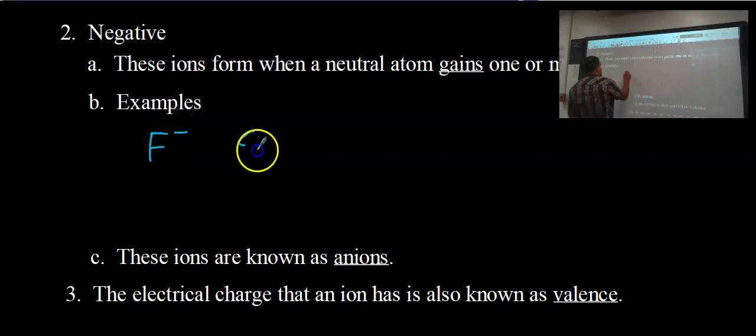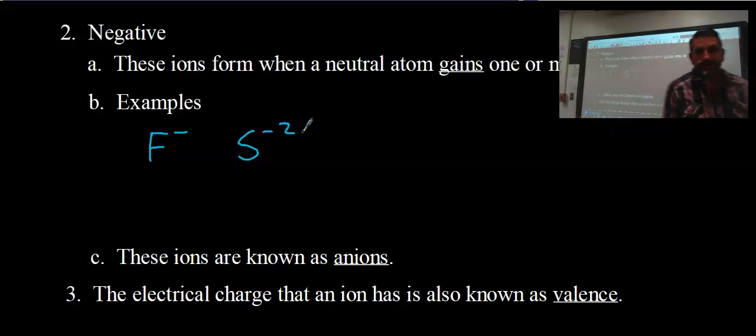Here's another example of an anion. Sulfur forms an ion with a -2 charge. So how many protons and how many electrons does this ion have? Well, it's sulfur, so it has 16 protons. It has a -2 charge. That means there are 2 more electrons than protons. Remember that. -2. More negatives than positives. 2 more electrons than protons, so it must have 18 electrons.